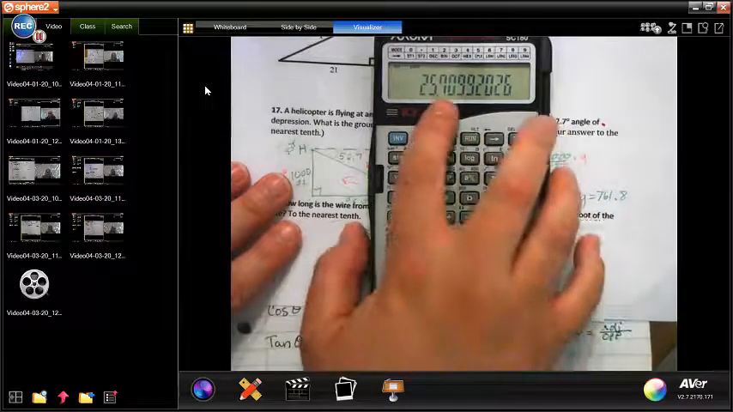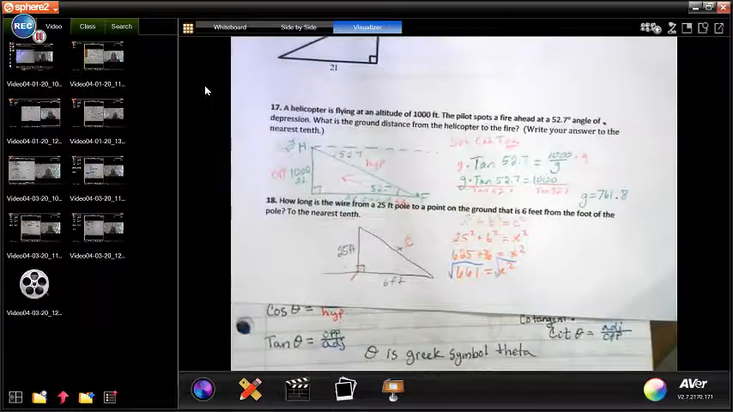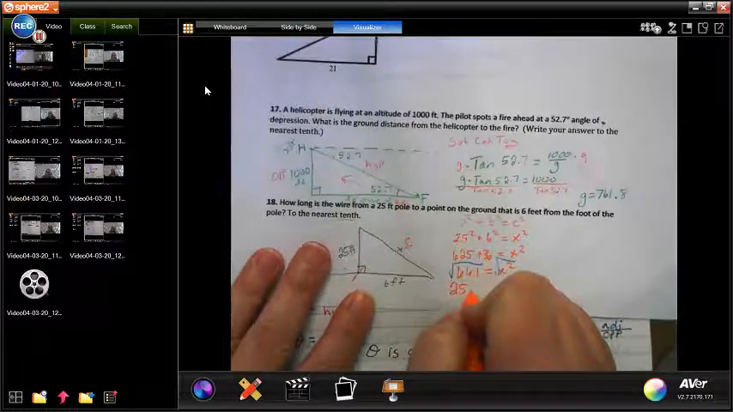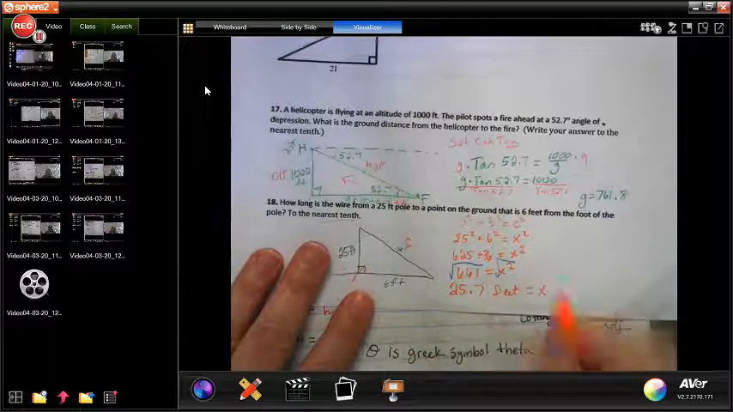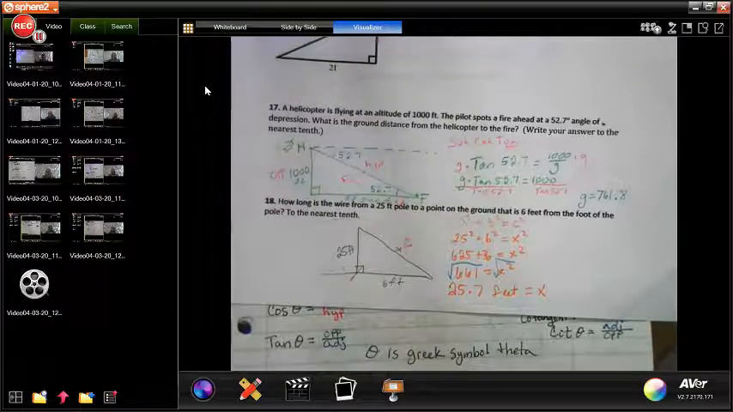The 0 means that the 7 does not round up. So 25.7 feet equals X. And there we go.